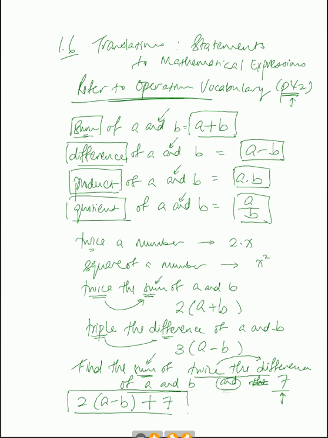So let's try again. Find the sum. So you think of addition, right? So what comes before the and? This and right here. 7 comes after it, and before it is twice the difference of A and B. So the part before the and is for the difference of A and B, so that forces me to subtract. And this and is to tell me what comes after the addition sign.